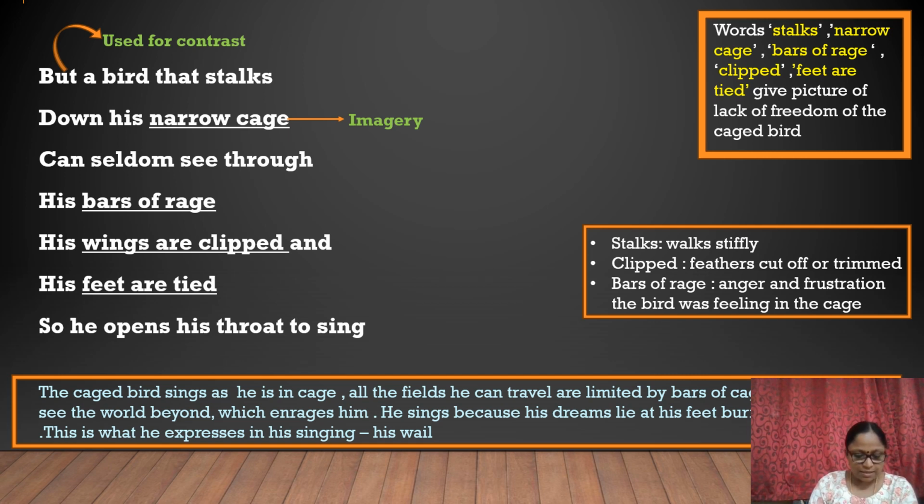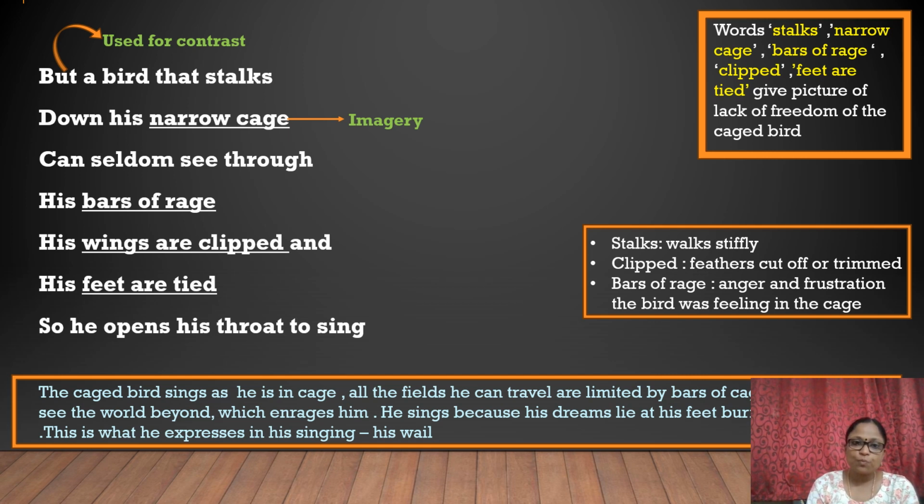The second stanza describes the condition of the caged bird, who is constantly stalking down his cage. He is in the narrow cage, standing in the narrow cage, and can seldom see the sky through the bars of rage. He can almost never see through the bars of that rage. His vision is limited because he is caged up.